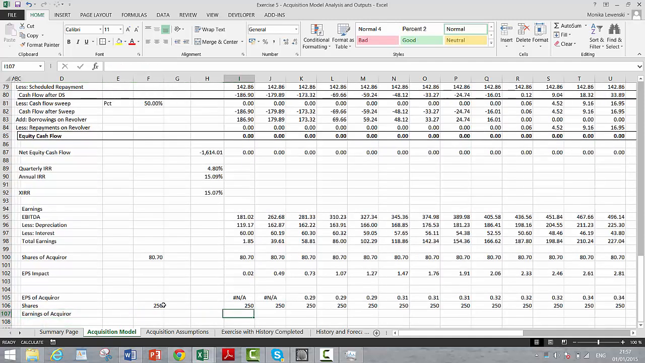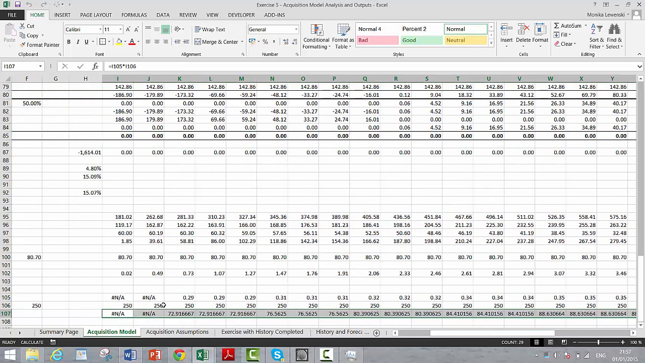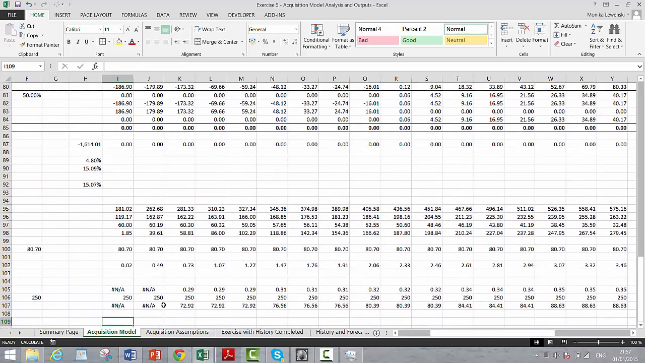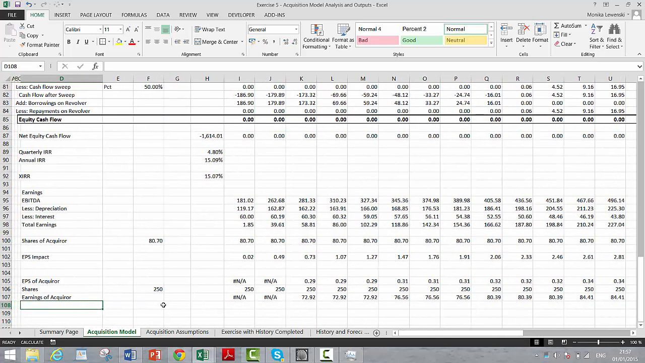Okay, which are just going to be this times this. Shift Control R, and now we can put the consolidated earnings. Okay, I didn't spell it right, I'm not going to.